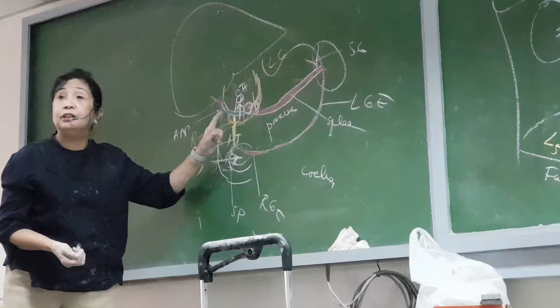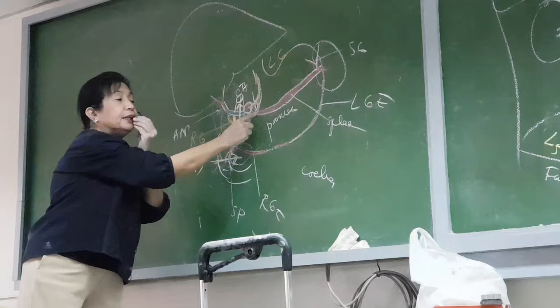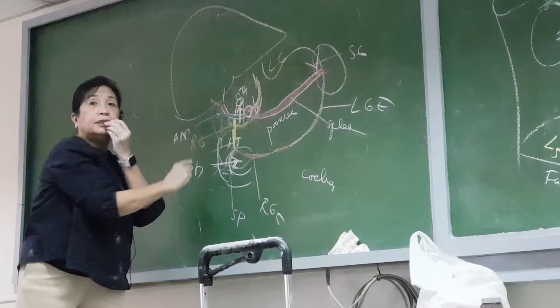Paano, you have atherosclerosis doon? Yes. Okay. Anong gagamitin nyo? Either, ano to? Left gastric. Nag-anastomosa, what is this? Right gastric. So, makakarating kayo sa liver. So, walang necrosis yan, right?